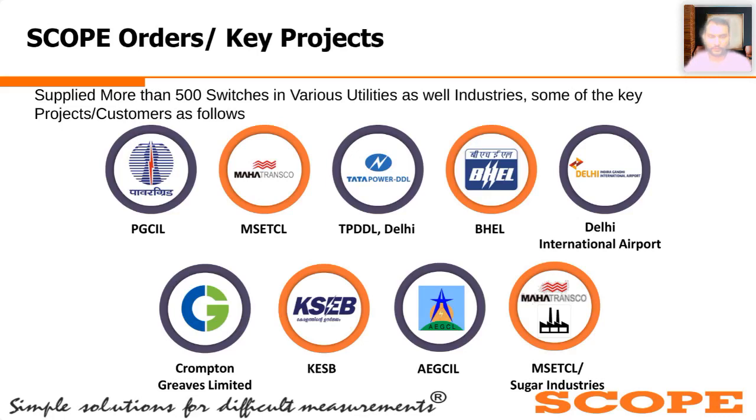As I already told, these are a few valued customers like PGCIL. We have supplied switches and routers to PGCIL and are continually supplying to MSETCL, Tata Power, other utilities, and TNEB. So there are multiple customers we have already supplied and are also supplying and giving services.